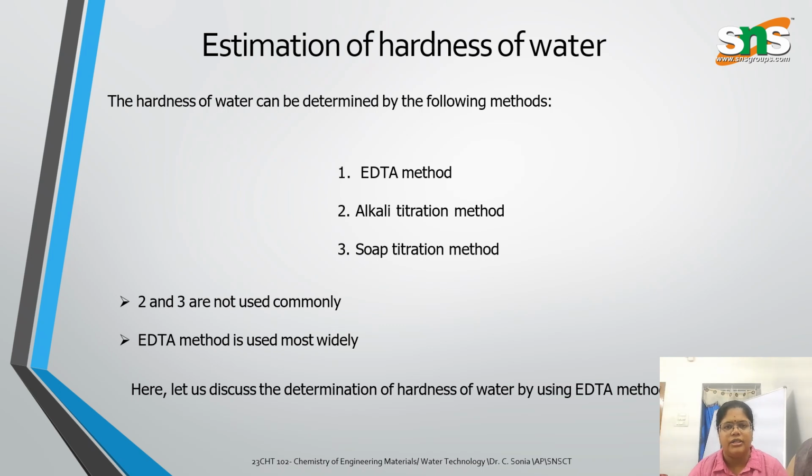So, estimation of hardness of water. As I already said, it can be determined using the EDTA method. Another method is the alkali titration method, and also the soap titration method. We do not use the alkali titration and the soap titration commonly. We are interested in using the EDTA method, which is widely applied and used in the laboratories. So we can discuss in this session the determination of hardness by using ethylene diamine tetraacetic acid.